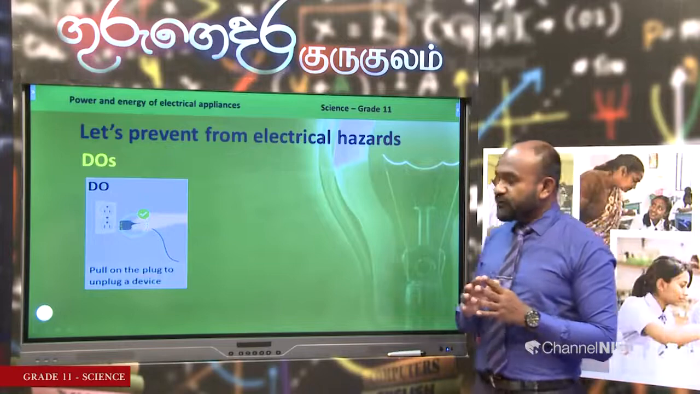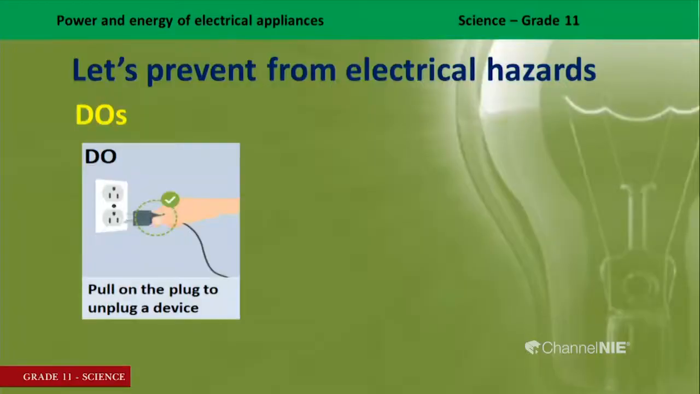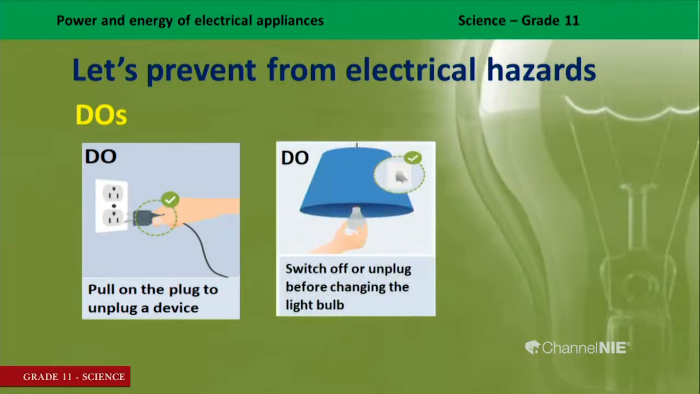Yeah, what do you see in the picture now? Pull on the plug to unplug the device, because there are instances where we pull the cable to unplug. So, instead what we have to do is pull on the plug to unplug the device. That is the correct way to do it. Switch off or unplug before changing the bulb. Now, there are instances where we have to change bulbs, but make sure that we keep the device unplugged and turned off and do the needful.